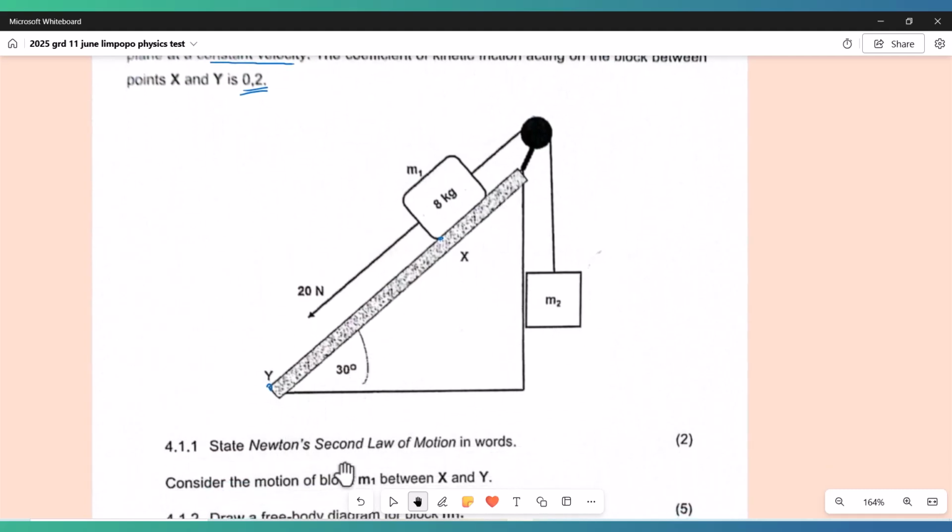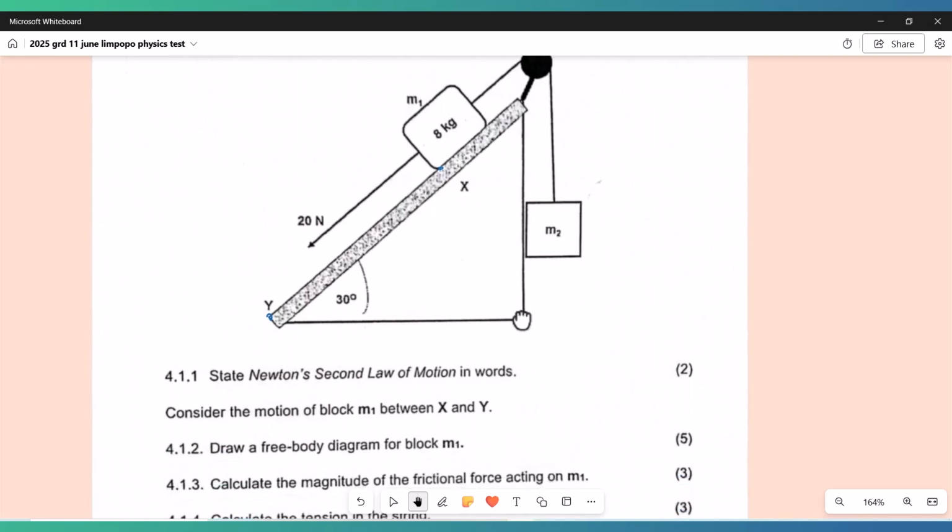State Newton's second law of motion in words. When a net force acts on a body, it will accelerate in the direction of the force, with acceleration directly proportional to the force and inversely proportional to the mass of the body. Then they say, consider the motion of block M1 between X and Y. Draw a free body diagram for block M1.